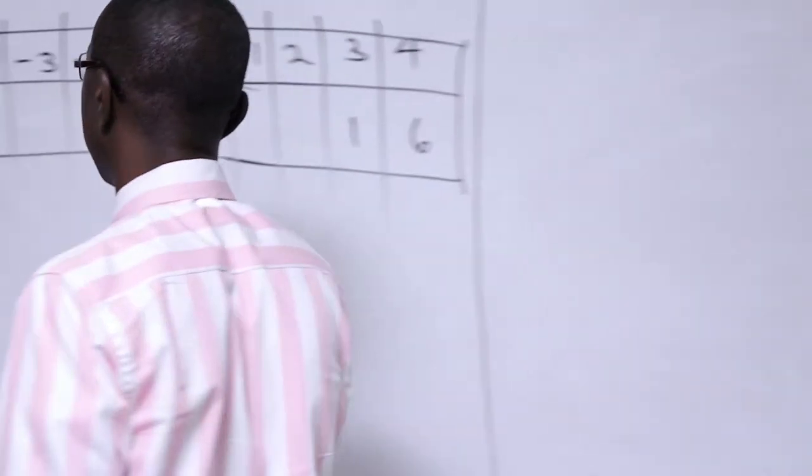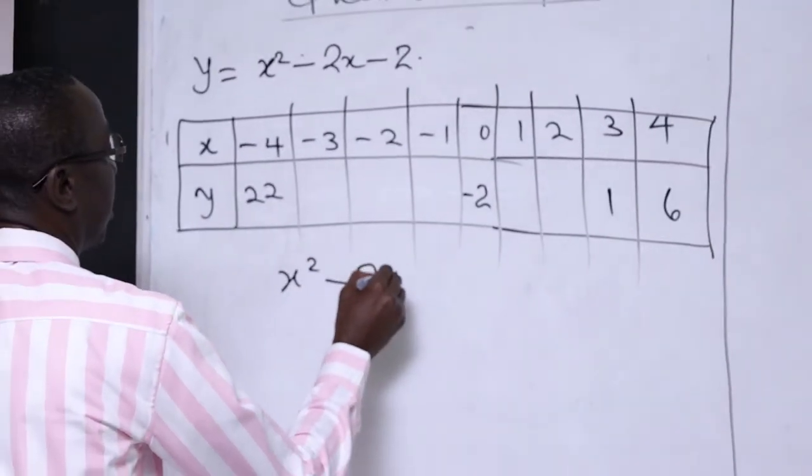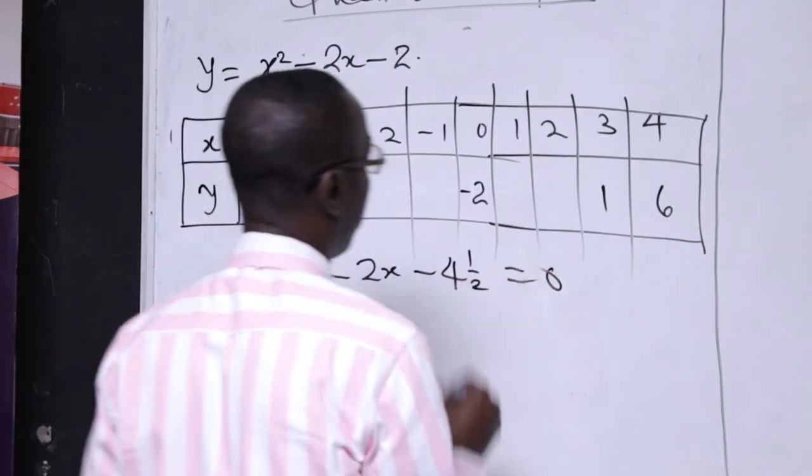Use your graph to find 1. The root of the equation x squared minus 2x minus 2 is equal to 0. 2. The values of x for which x squared minus 2x minus 4.5 is equal to 0.